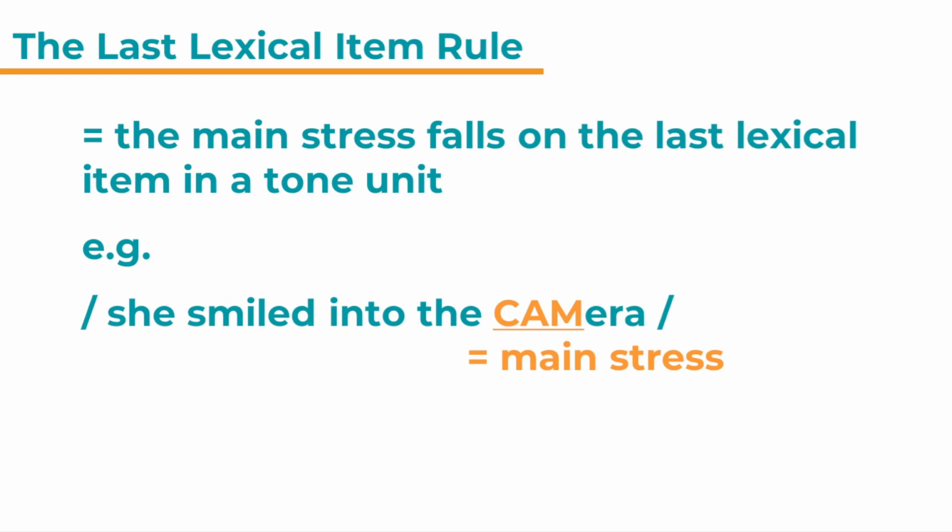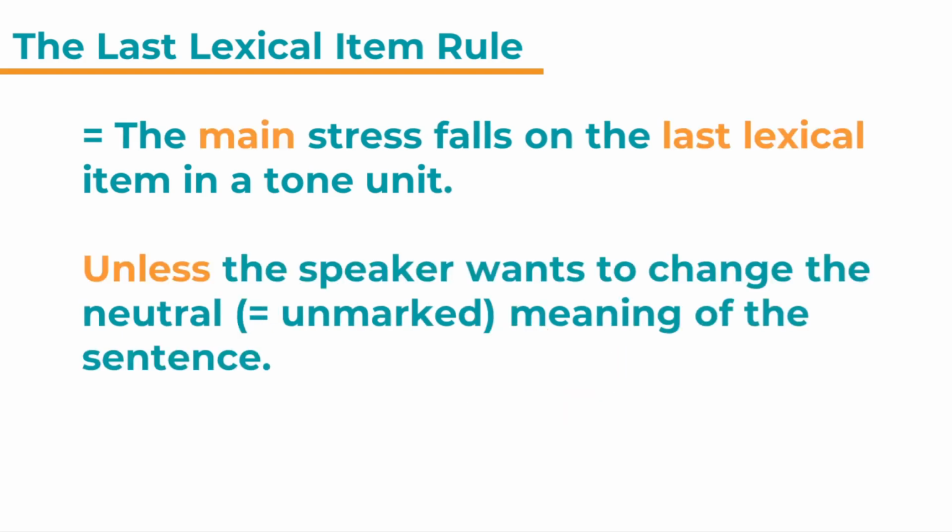Camera has two syllables and the first one is stressed. Camera. The main stress is also often called the tonic stress or nucleus. So the rule is the main stress falls on the last lexical item in a tone unit unless the speaker wants to change the neutral or unmarked meaning of the sentence.